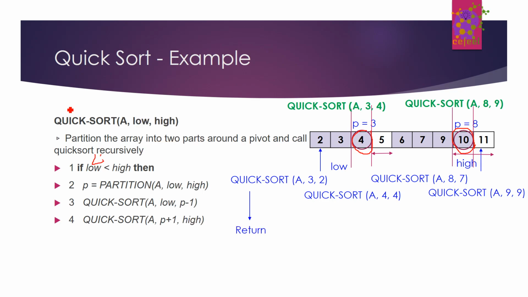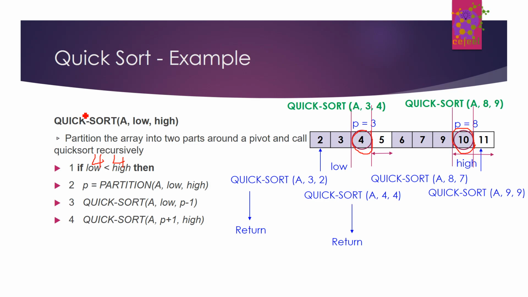So low is 4 and high will be 4. Again, notice low is not less than high, so this will also return. So there are no more calls. In other words, because we only had one element, by itself it is sorted. There is no need to reposition.